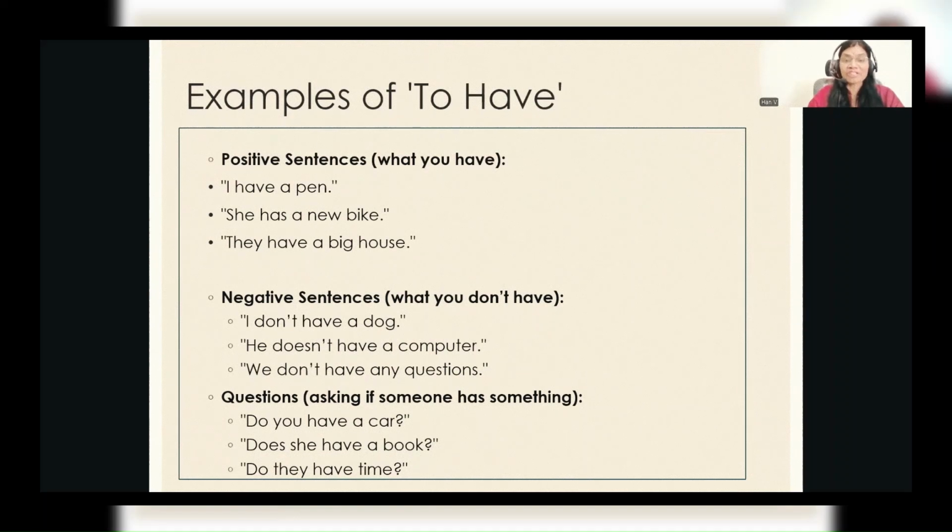Do they have time? So, do you have a car? Have doesn't change here. Does she have a book? Have doesn't change here. Do they have time? So, have doesn't change here. Remember this when you form questions: if it is do or does, depending on the subject, the verb doesn't change, it remains have.